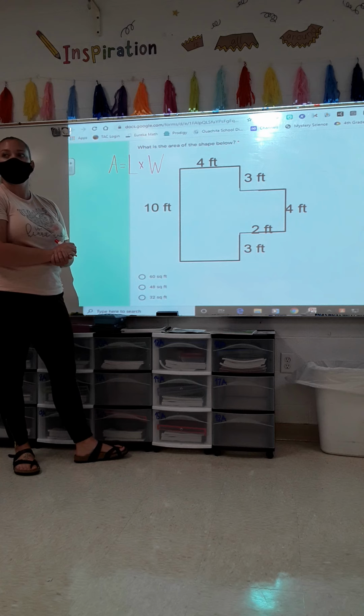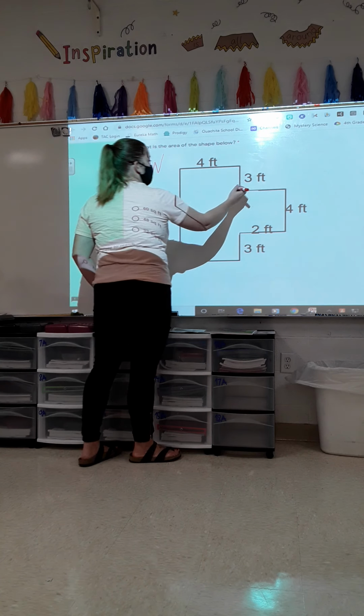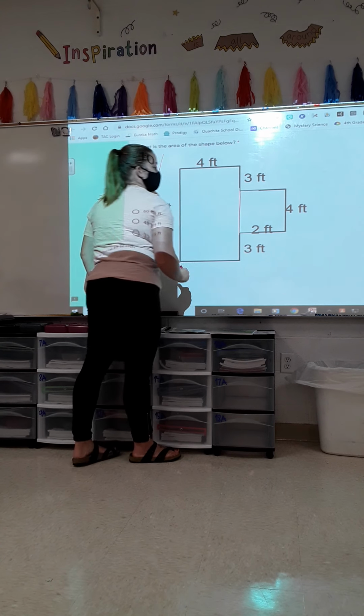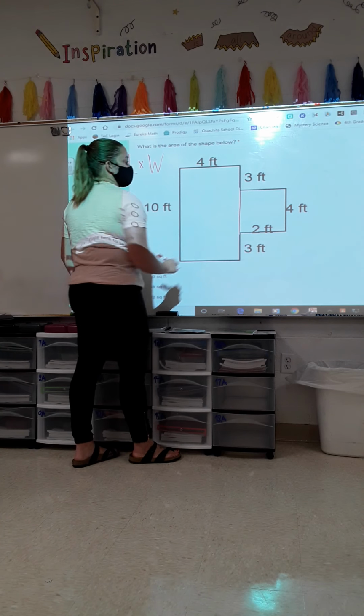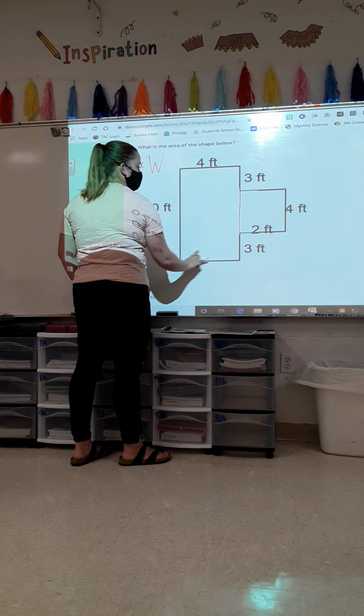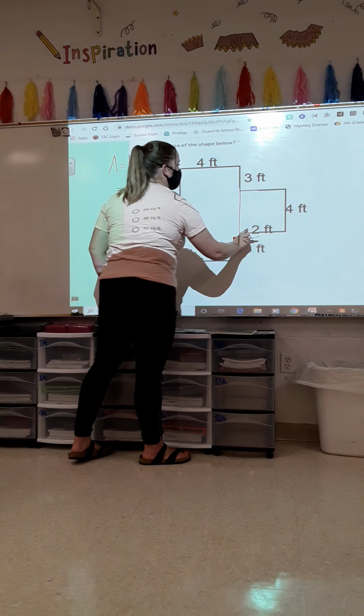You split it into 2 rectangles. Yeah, I'm going to have to split it into 2 rectangles. I can draw a line right there. And now how many rectangles do I have? 2. I have one here, and I have one here.